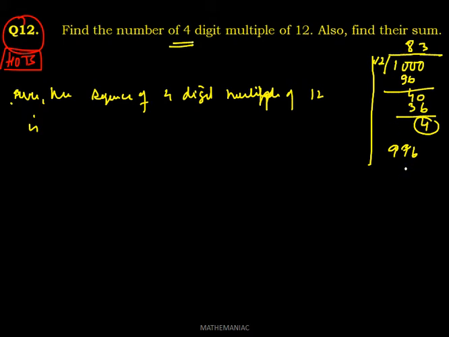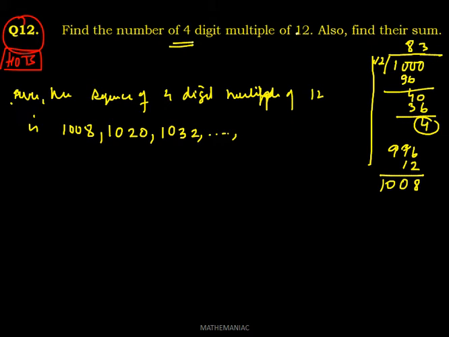Then next will obviously be a 4 digit number, so you add 12 to it, or rather you can multiply 12 into 84. The first will be 1008. Next will be what? Add 12 here because it is a sequence of multiples of 12. So if you add 12, you will get the next multiple, 1020. Then next will again be 12 more, 1032. Like that you go.